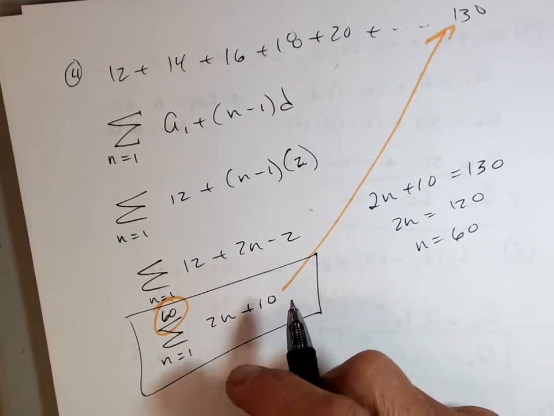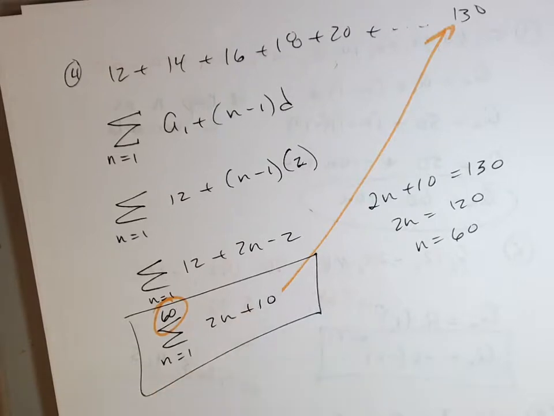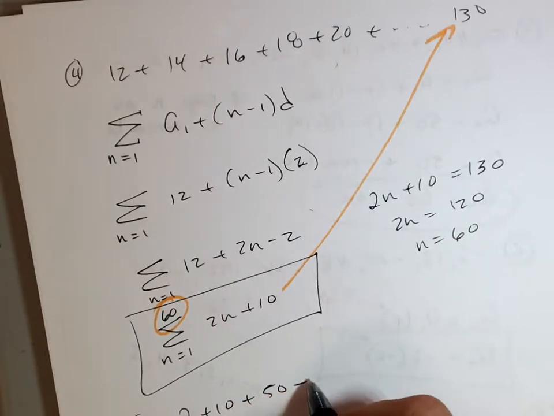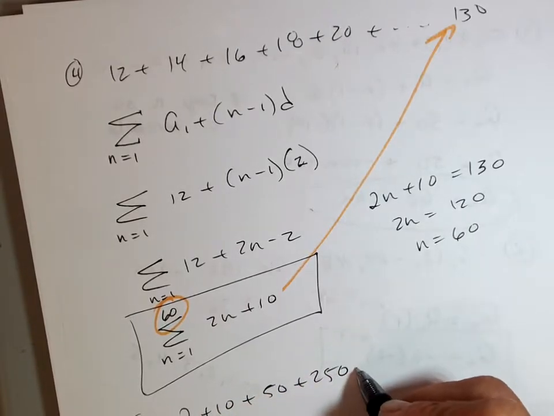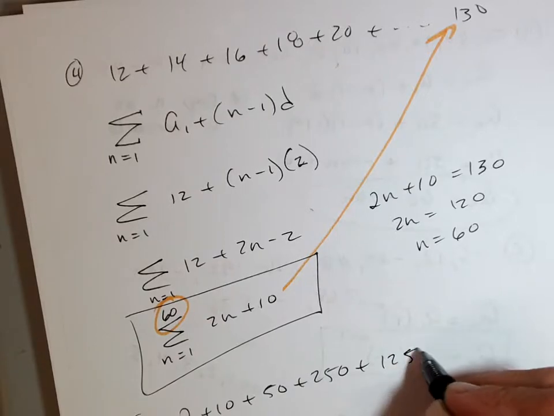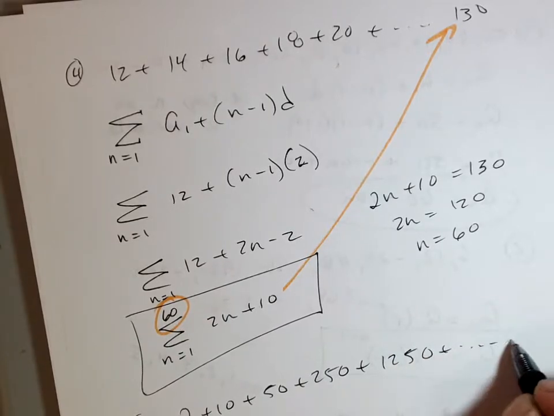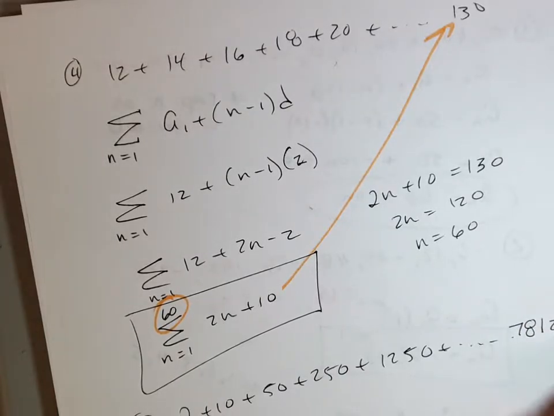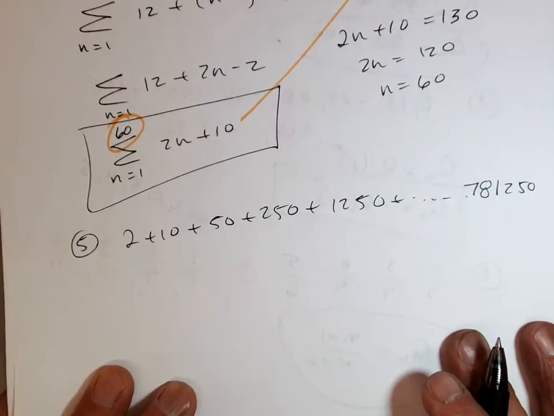Number 5, does that seem pretty easy? Wait. I'll write 5 down, Ben, while I'm waiting for you, okay? 2 plus 10 plus 50 plus 250 plus 1250 plus ... 781,250. Okay, you ready? I'll wait for you.